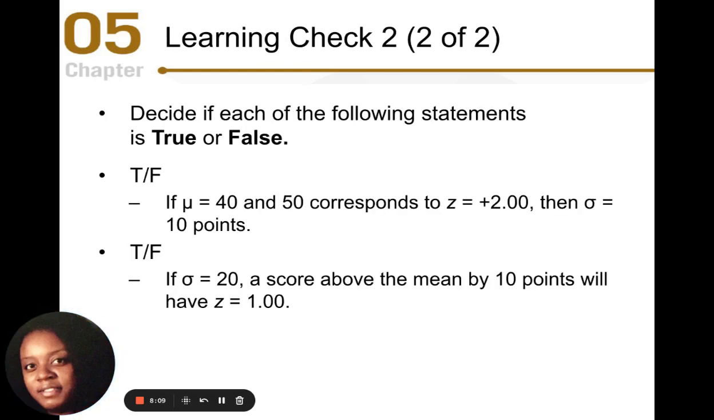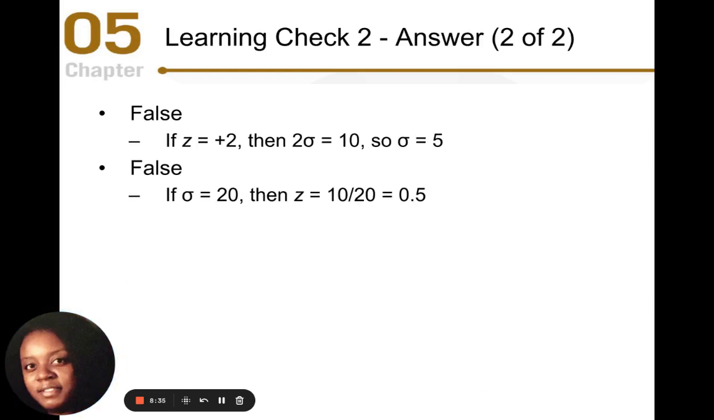For our next learning check, do 40 and 50 correspond to z equaling plus 2 and 10 points, true or false? And then if we've got sigma equaling 20, and that's a score above the mean by 10 points, will we have a z-score of 1? We've got false and false. I hope that makes sense, because it would actually be 0.5 and 5.